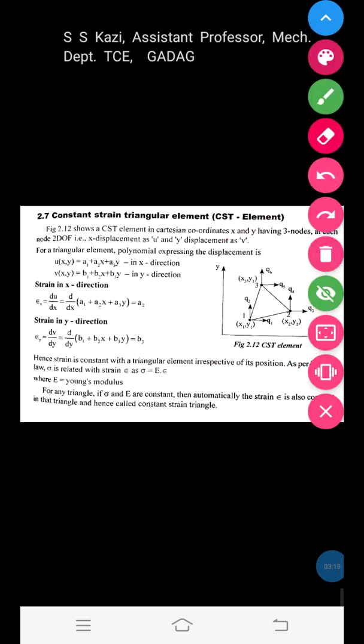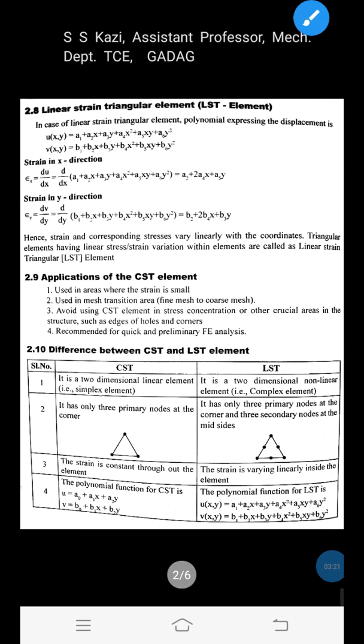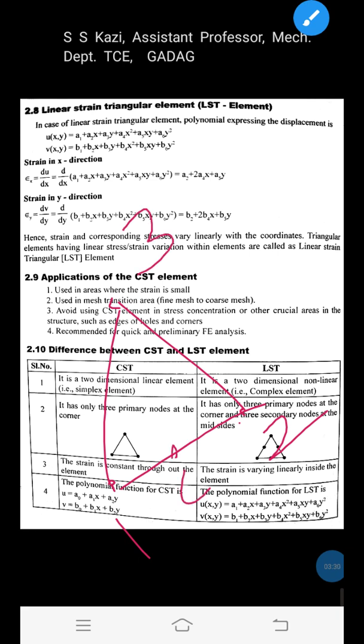Now come to the linear strain triangular element. Let us consider the 6-noded triangular element consisting of 3 primary nodes, that is corner nodes, and 3 mid-side nodes, that is 4, 5 and 6. It is a linear strain triangular element. Now we will prove it.